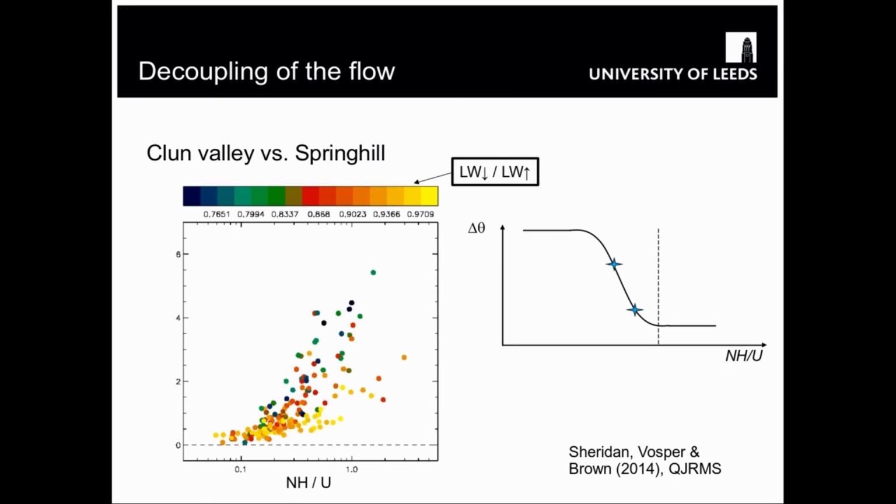And then the color here shows the balance between the downwelling and the upwelling radiation. And you can see that actually there's really quite a good collapse in this data here. So particularly for a given radiation balance, so particularly cloud conditions, you can see there's quite a strong relationship between this parameter NH over U and the temperature difference. So this suggests that these relatively simple scalings could be quite useful as a tool for downscaling from coarser resolution models to actually make predictions about the cooling in valleys.